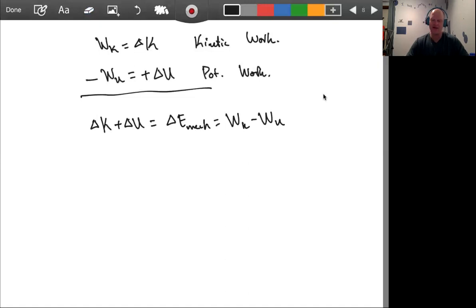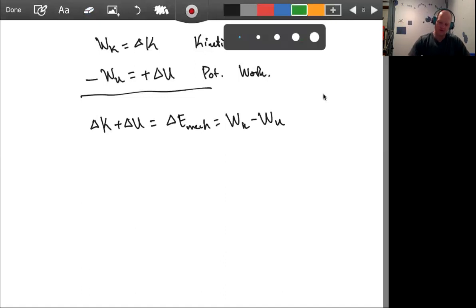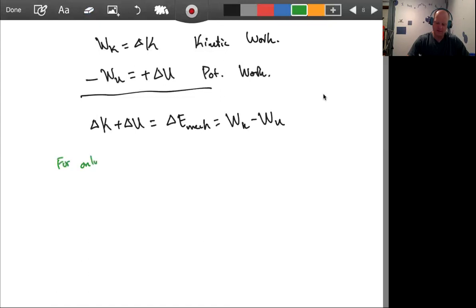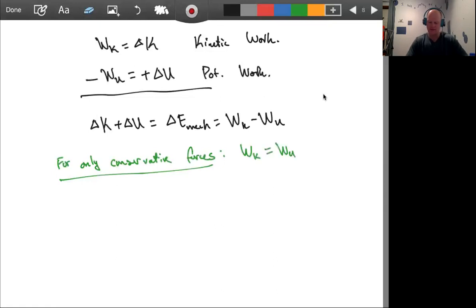Now, if I have a system which has nothing acting on it, so I have only conservative forces, what happens in this case is that the work done by the kinetic is equal to the work done by the potential, which means my right-hand side would be equal to 0. So in this case, my change in mechanical energy, which is my change in kinetic energy plus my change in potential energy, would be equal to 0.